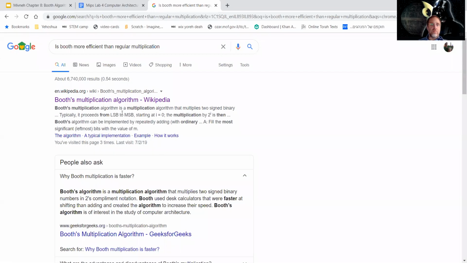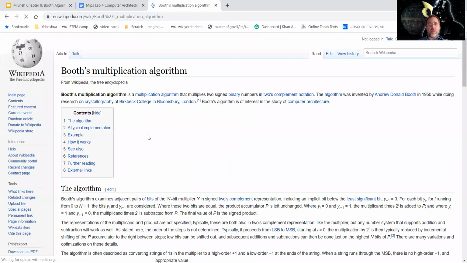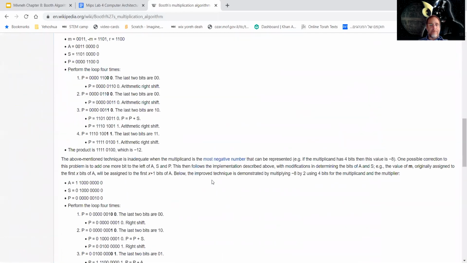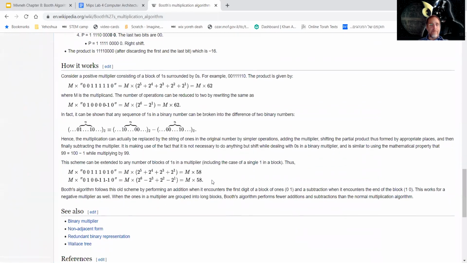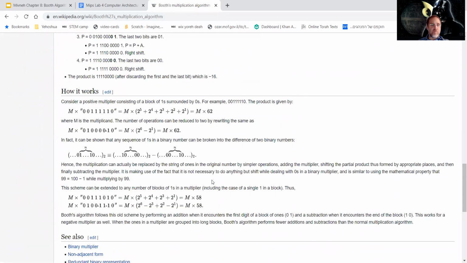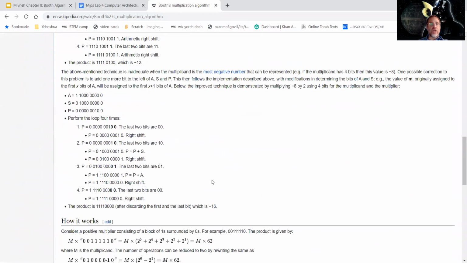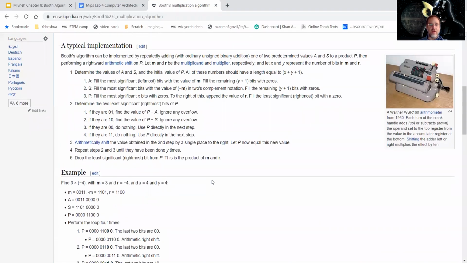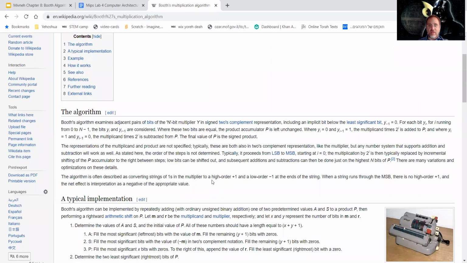You can look, there's a Wikipedia page, Booth multiplication. There's actually an improved Booth, which we're not learning. We learned the basic Booth, but articles have been written on it. I saw an article from the 90s. Somebody wrote an improved version of Booth. So it's still of interest.